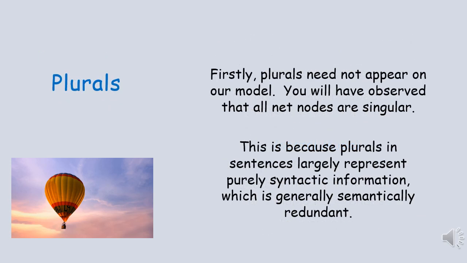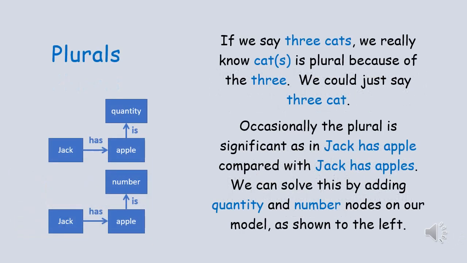Firstly, plurals need not appear on our model. You will have observed that all net nodes used so far are singular. This is because plurals in sentences largely represent purely syntactic information, which is generally semantically redundant. If we say 3 cats, we really know cats is plural because of the 3.